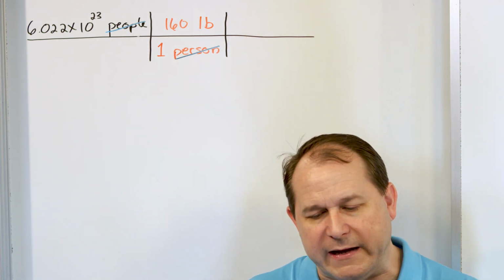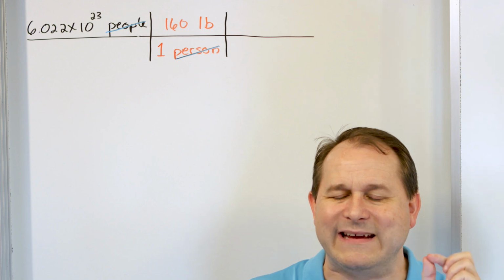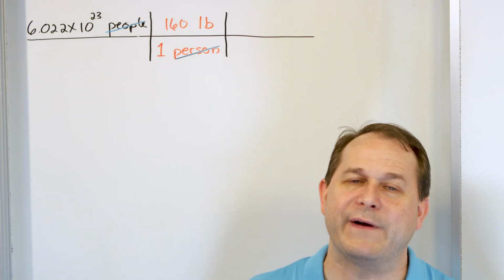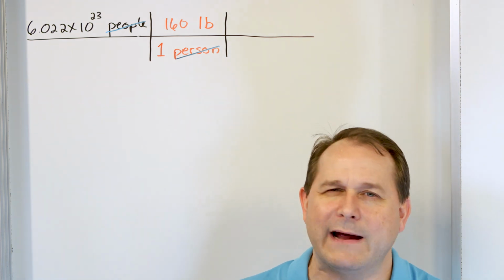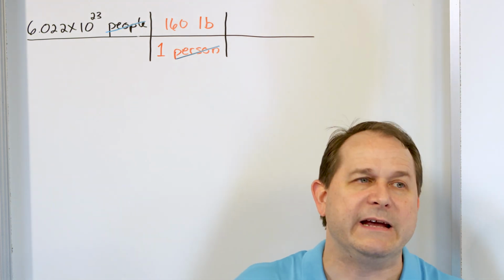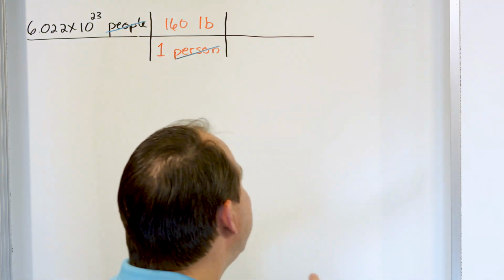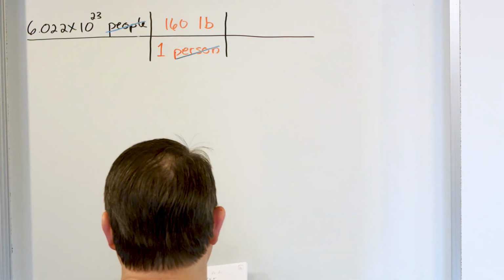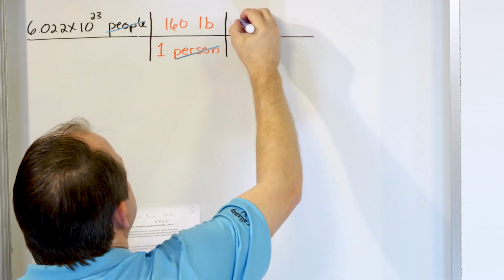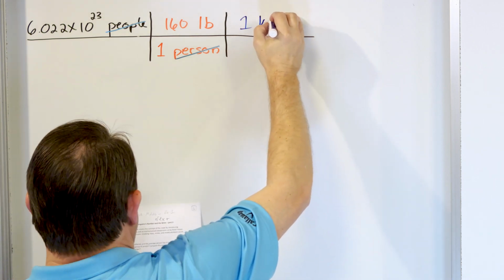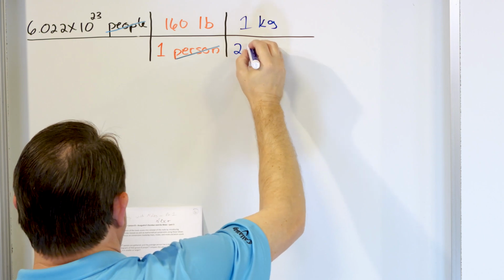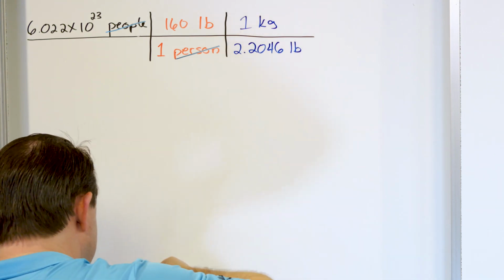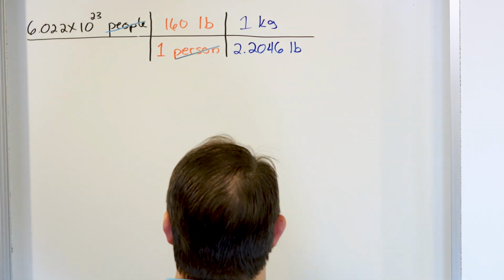But that's not what we want. It says we want to know the mass in kilograms. Now here's where you have to go and figure out, is there a conversion factor between pounds and kilograms? I don't have it memorized, but you can look it up either in your textbook or some other reference, and everybody can figure out, using available references, what is the conversion between pounds and kilograms. And roughly 1 kilogram is 2.2046 pounds.